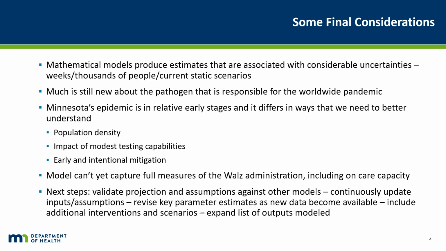I want to conclude with a few final thoughts and reiterate what Dr. Enns has said. Any mathematical model produces estimates that are associated with considerable uncertainties. That's true here as well. The estimate of individuals affected, and when we expect the peak to occur, all of those are associated with weeks of uncertainty and thousands of people of uncertainty in either direction.